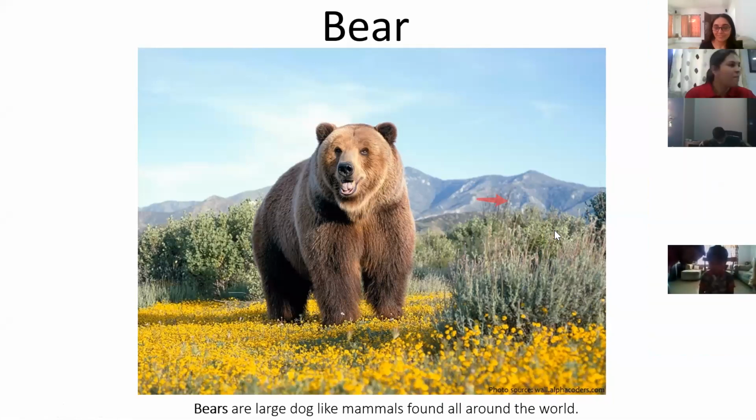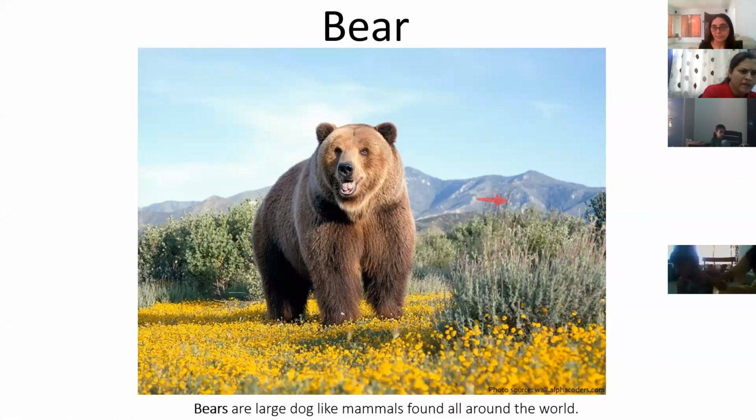Okay. It's a bear. A big, furry bear. Can you see? It has two furry ears, and it has hair all over its body. You know, bears are like large, huge dogs, and they are mammals.